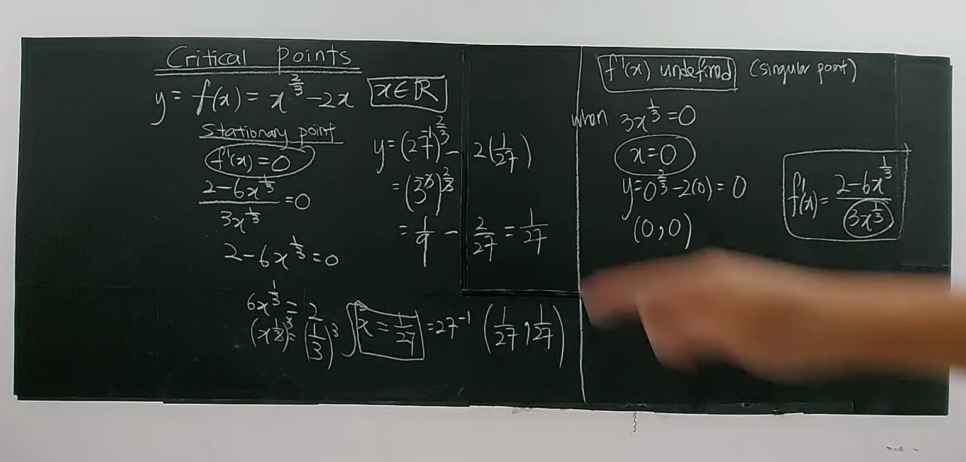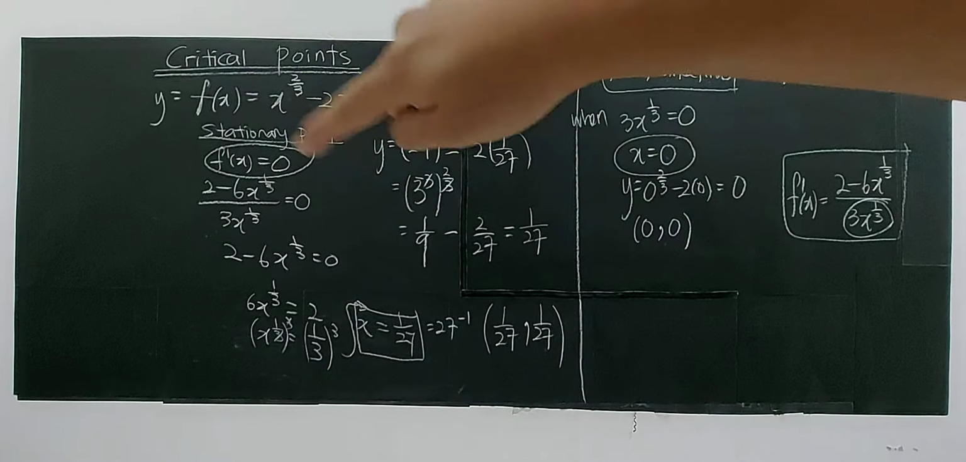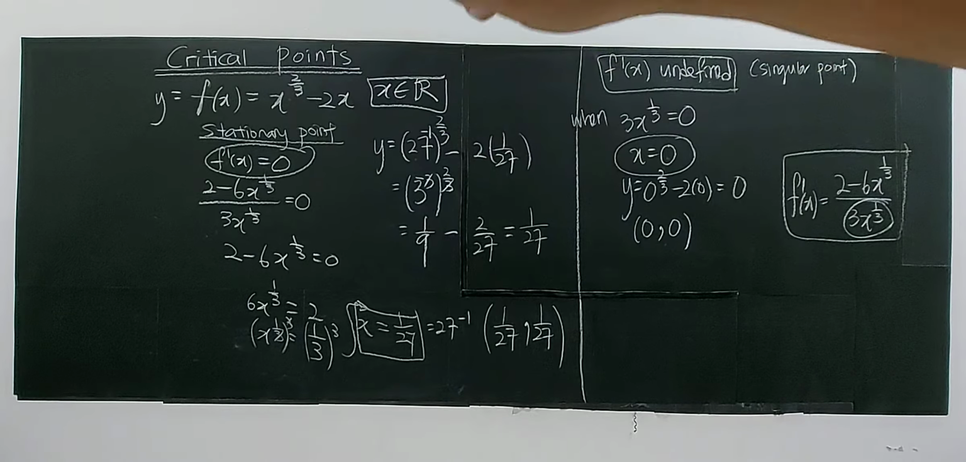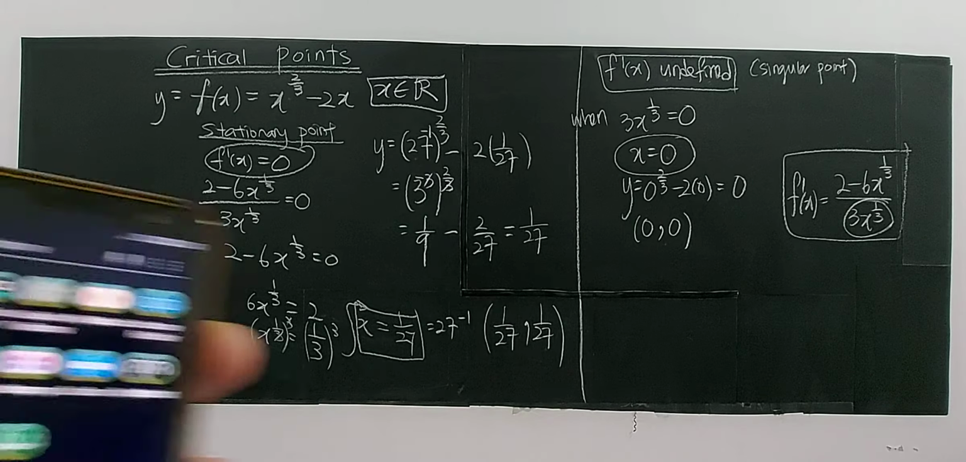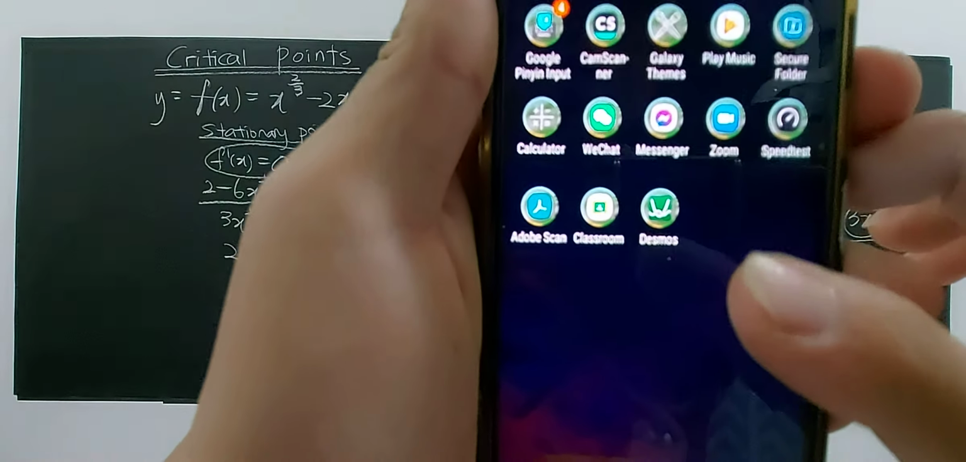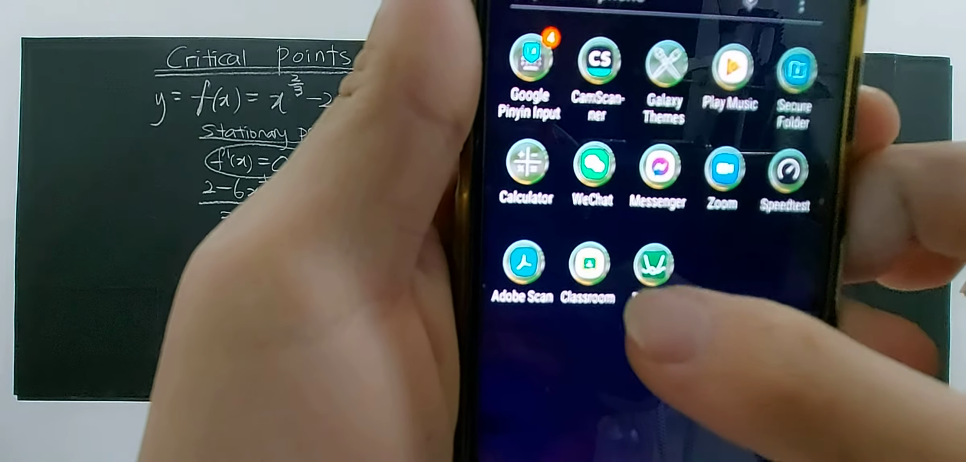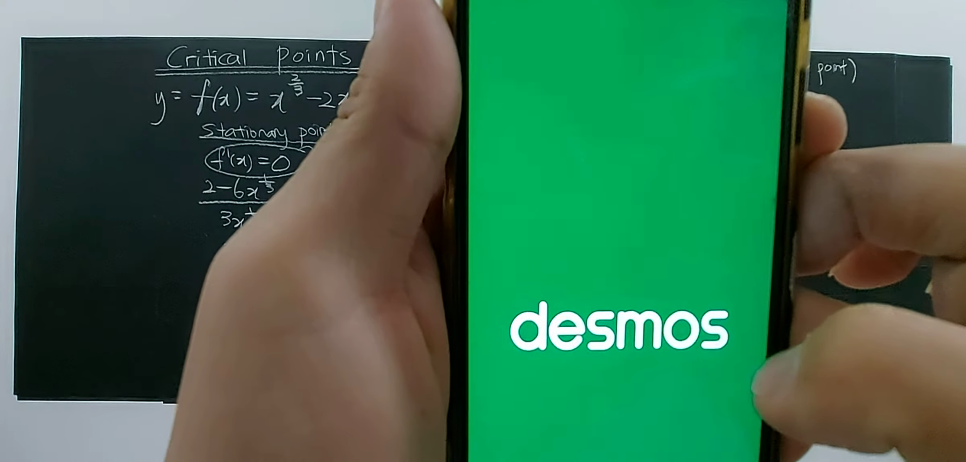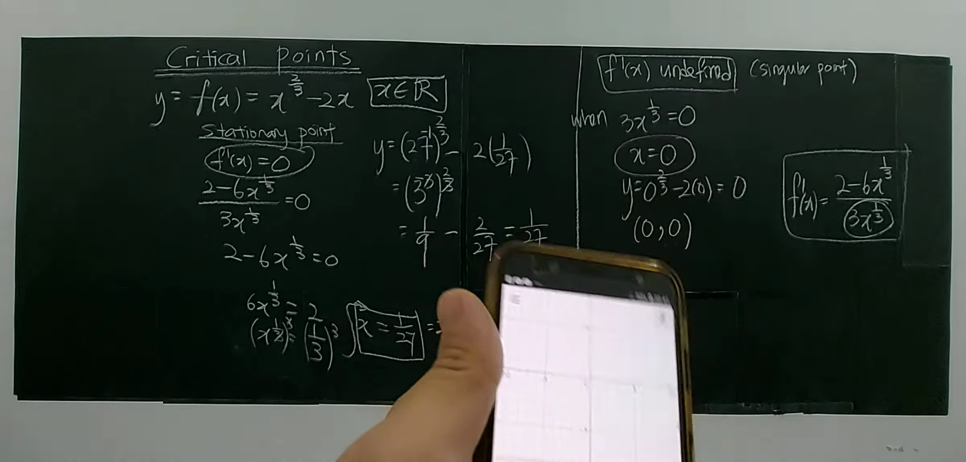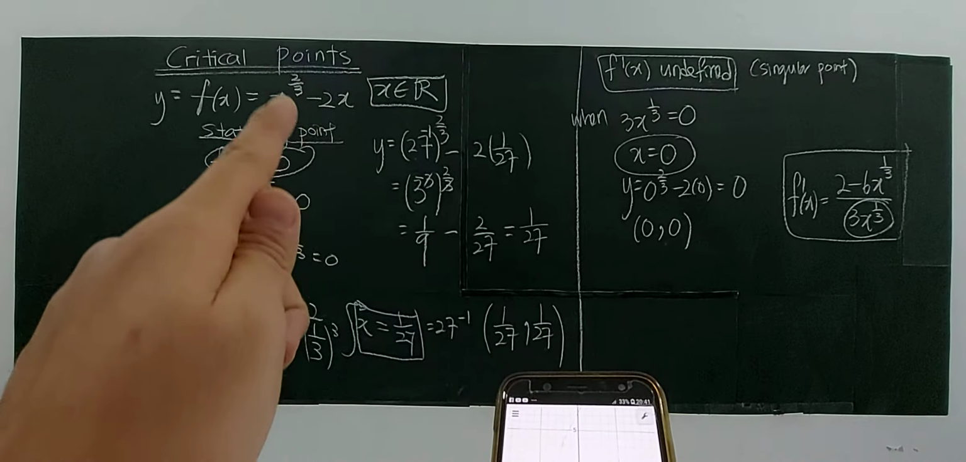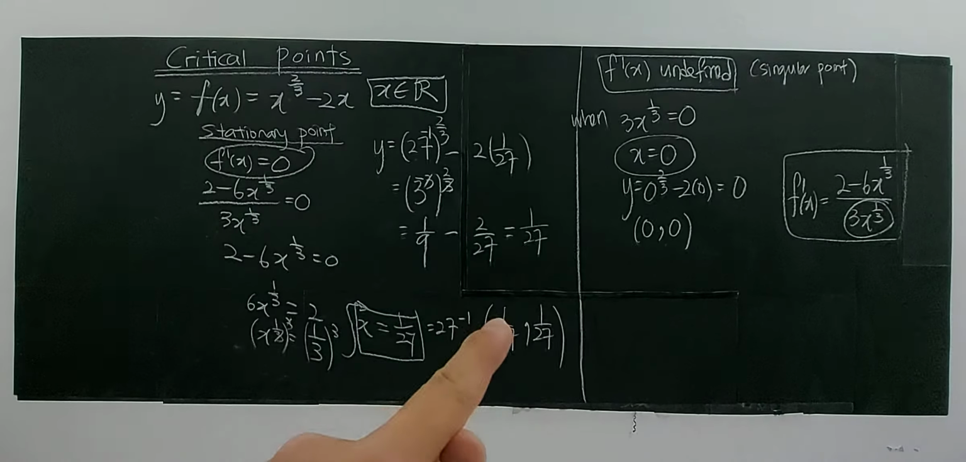Alright, 2 points here. I'm not going to teach you how to draw this graph as this is advanced level. So I'm going to show you by using the Desmos app. You should download this app, and you can check your graph by using Desmos. Very easy. So I'm going to key in this function. It will show you exactly what happens at this point.